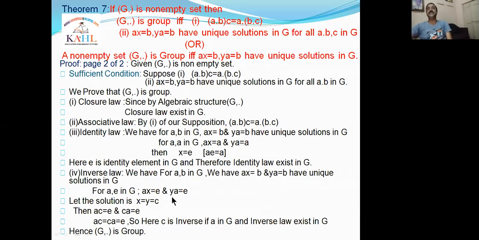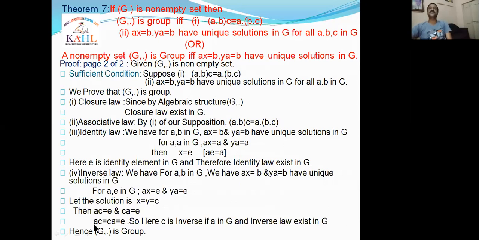AC is equal to E, CA is equal to E. That means AC is equal to CA is equal to E. A multiplied with C gives the answer E. That means C is inverse of A. C multiplies with A on the left side, that means C is left inverse of A. Here C is right inverse, here C is left inverse.